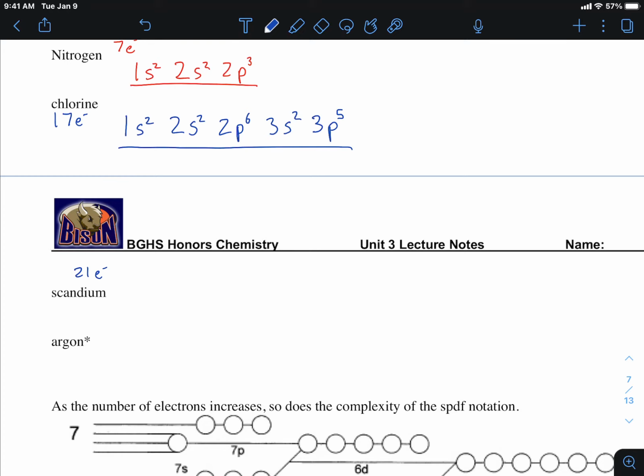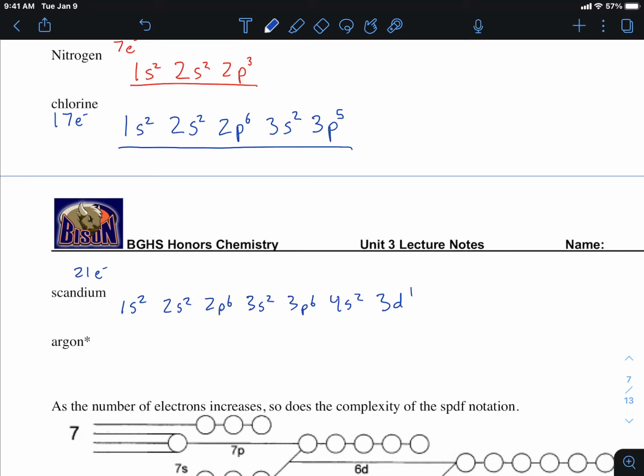All right, so I'm going to go ahead and write this now. 1s2, 2s2, 2p6, 3s2, 3p6, 4s2, 3d1. And that's a total of 21.